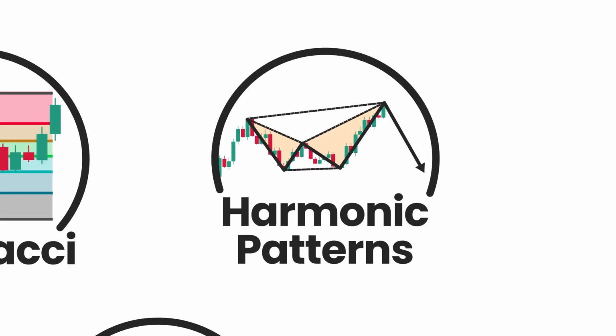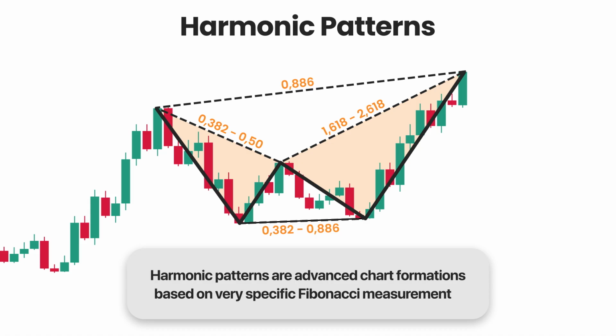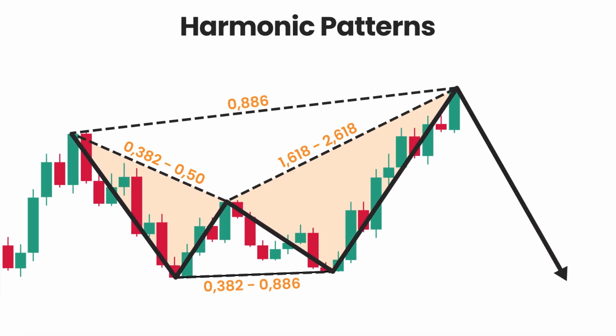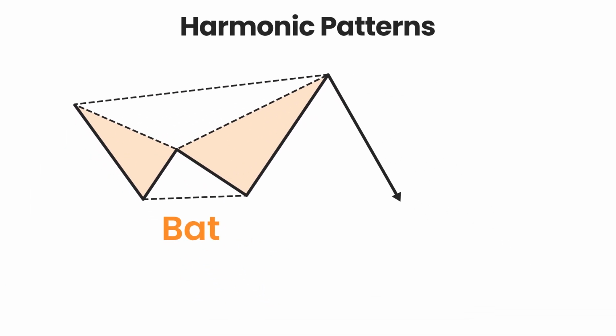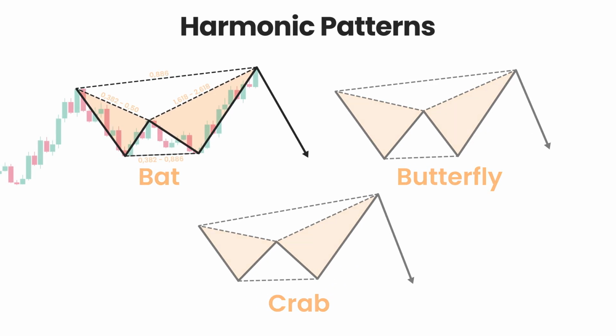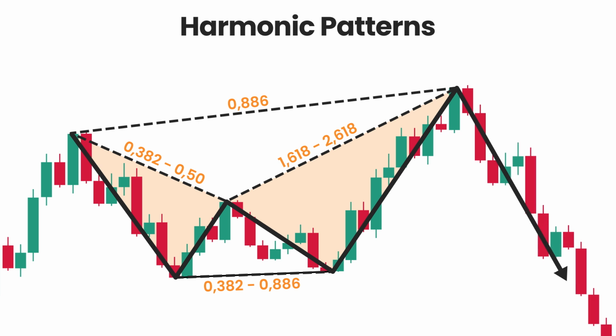Harmonic Patterns. Harmonic patterns are advanced chart formations based on very specific Fibonacci measurements. These patterns are used to predict future price movement by checking whether price swings match certain ratios. Examples include the bat, butterfly, and crab patterns. Each of them has its own structure and Fibonacci requirements. If the price action matches the pattern correctly, traders may use the final completion zone as a possible entry area.